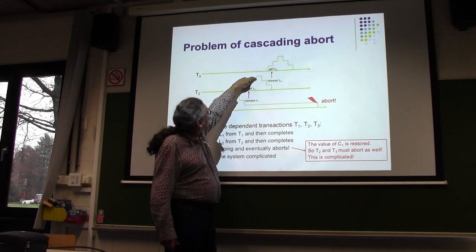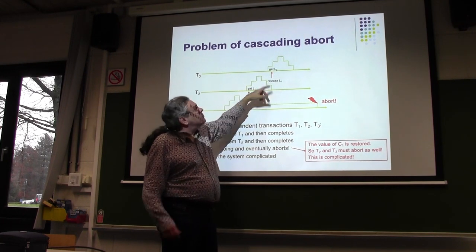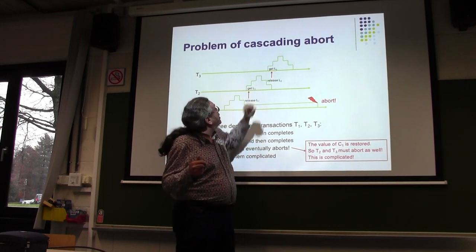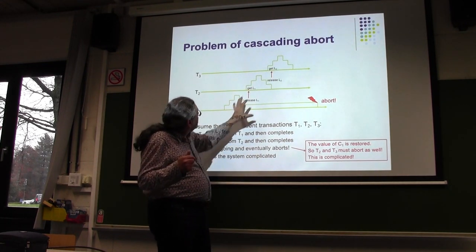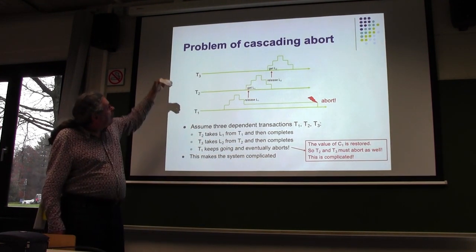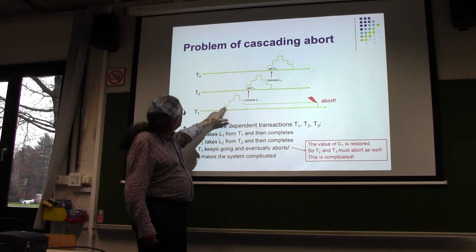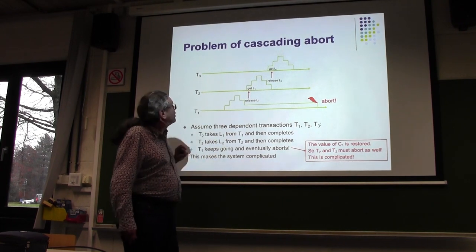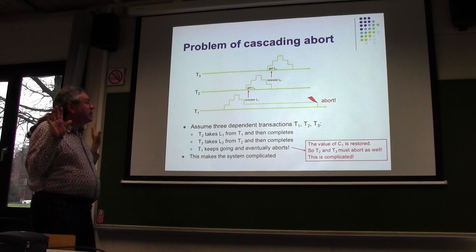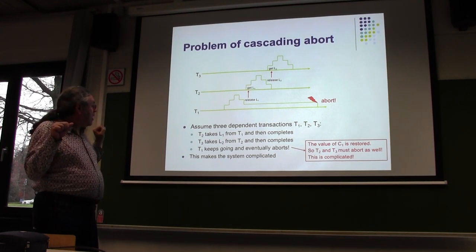So T2 does its work. And when T2 releases L2, some other lock, then T3 can start getting L2. So you see, they're kind of overlapping because of the growing and shrinking phases. It depends on the particular lock. As soon as T1 doesn't need L1 anymore, T2 can get it. That's fine, it's completely correct. It's completely correct, but it gives a kind of strange behavior.